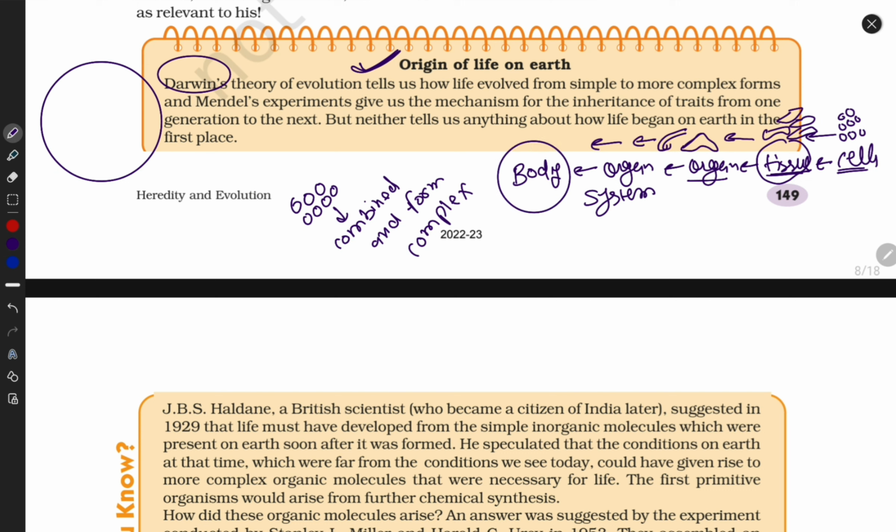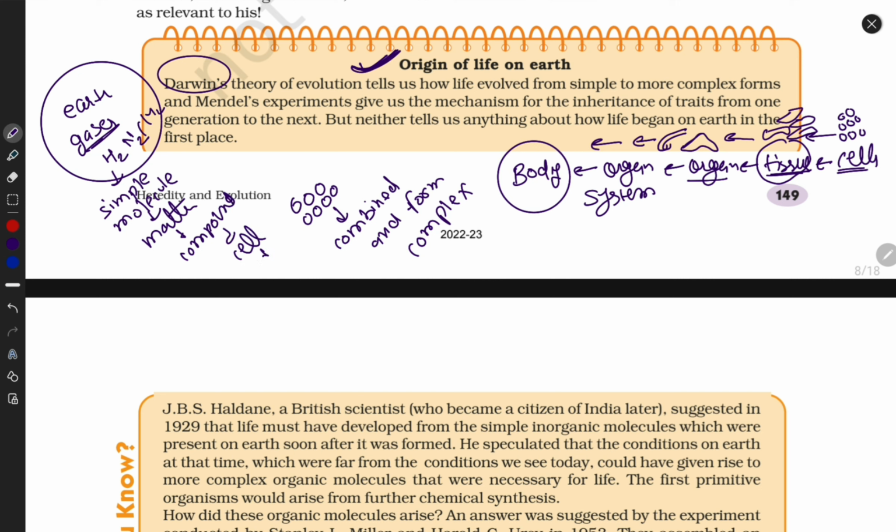Understand, guys? This is Darwin's theory about the origin of life on Earth. First of all, on Earth there were multiple gases, and the gases combined and formed what? Simple molecules. And these simple molecules formed simple matter, and then the matter grew and formed compounds, and they formed cells, tissue, and organ systems. So they said this.